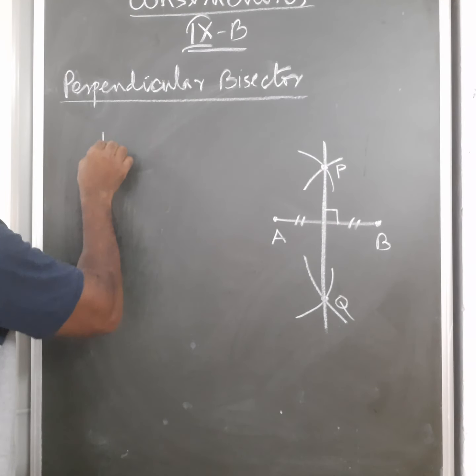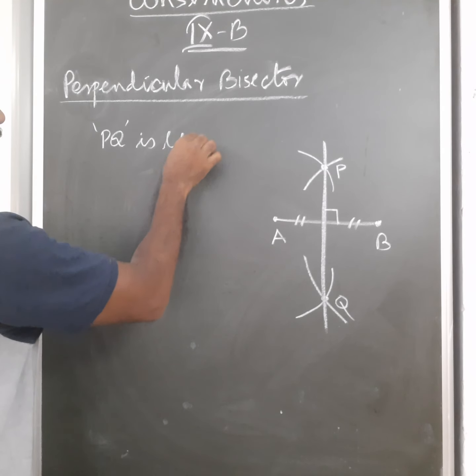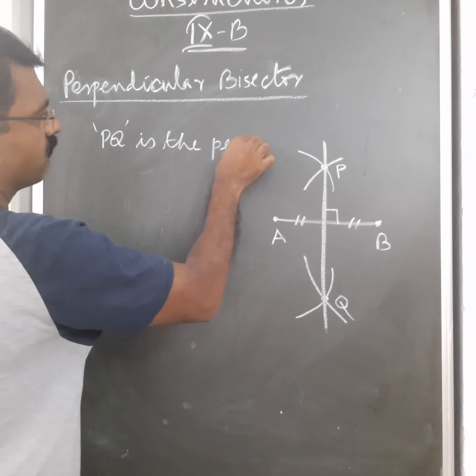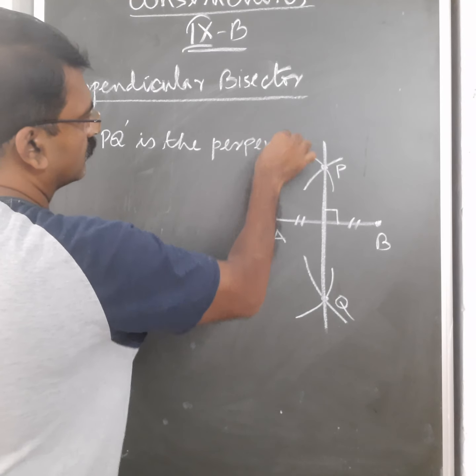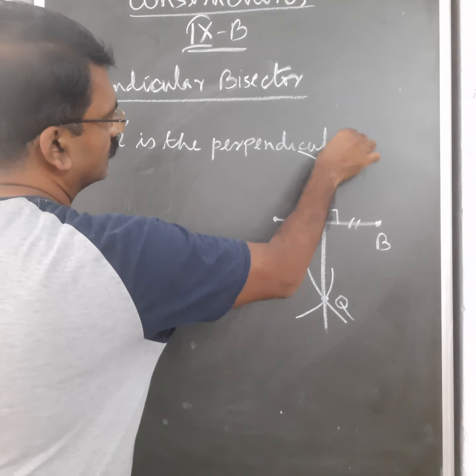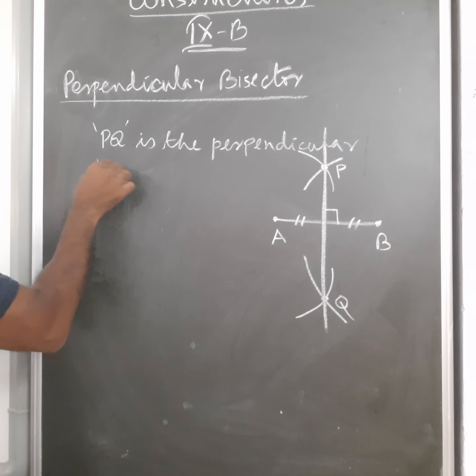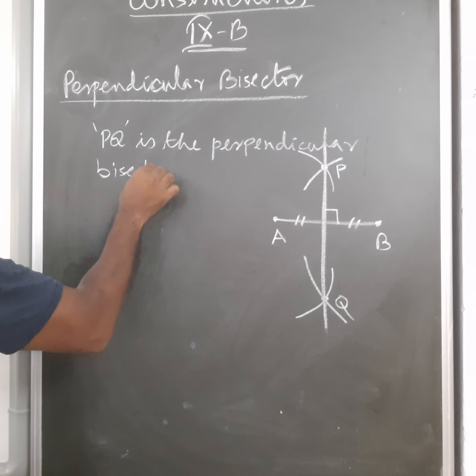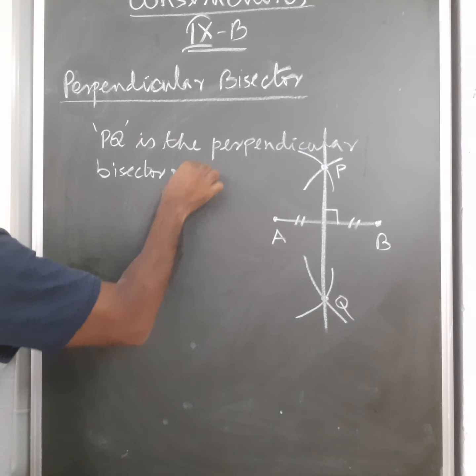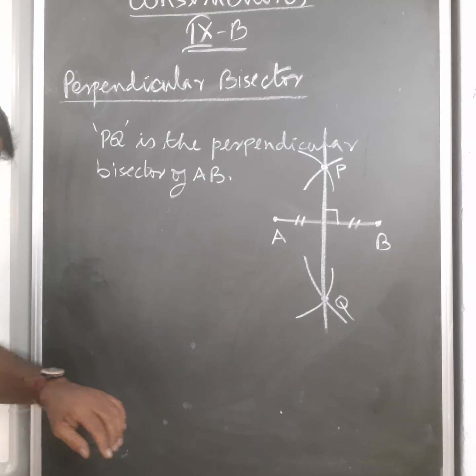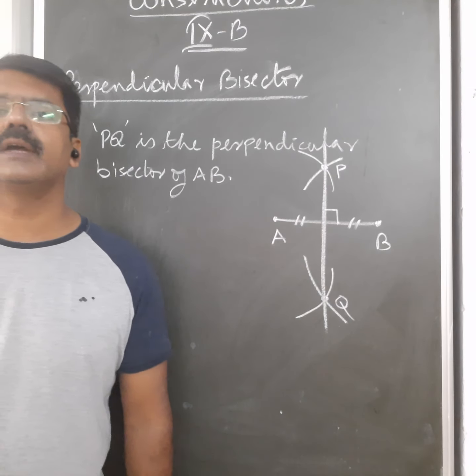So PQ is the perpendicular bisector of AB.